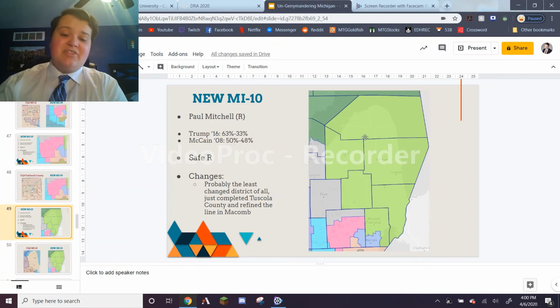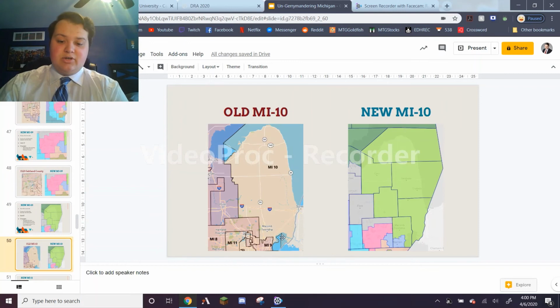The changes are that it gets rid of some chopping that happens here in Tuscola County with the current 5th district, and it also refines the line that separates northern from southern Macomb County here. So if we take a look at the current configuration, it's very similar. It just gets rid of this, and then changes the line in Macomb County just a little bit.